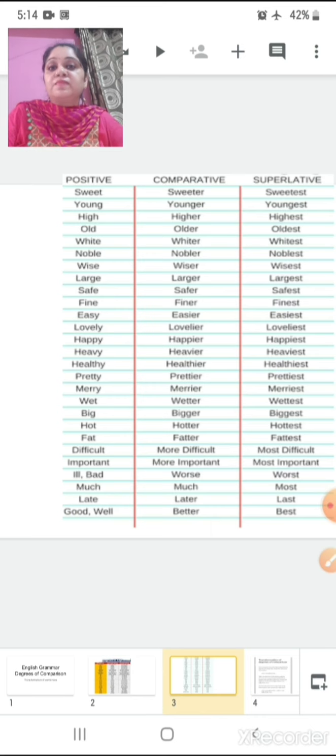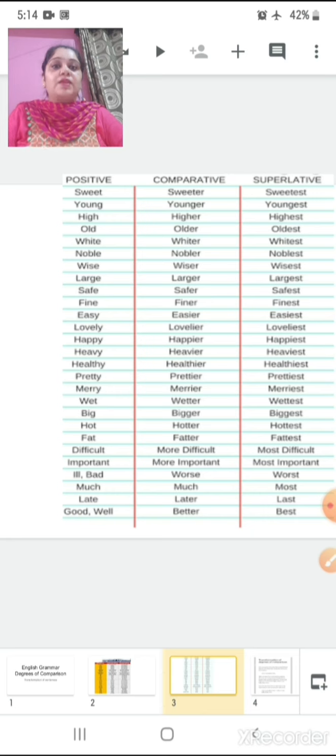Now, if I say that Sheila eats a chocolate which is sweeter than mine, so now here we have a comparison between two. That is a comparison taken between two people. Here we use the comparative degree of adjectives. I repeat, here we use the comparative degree.